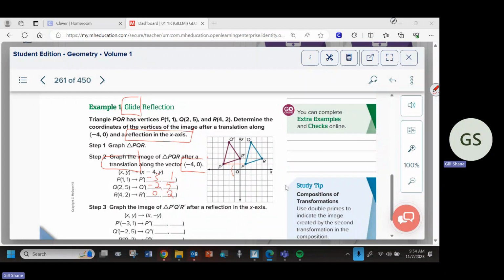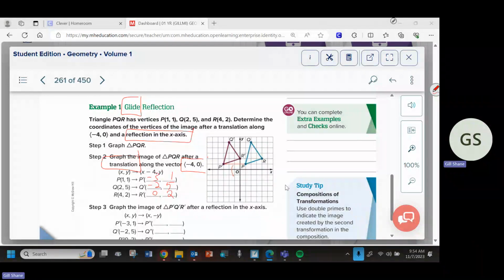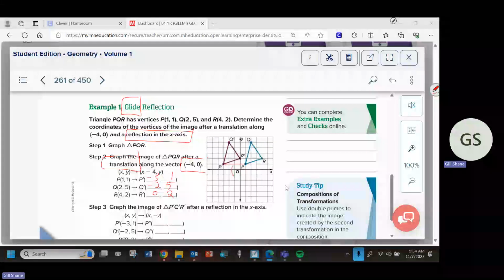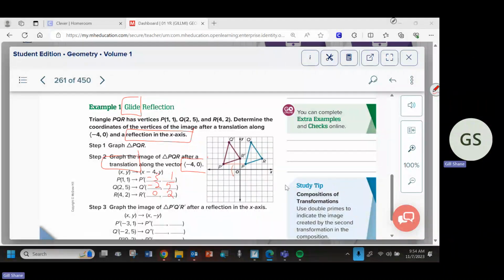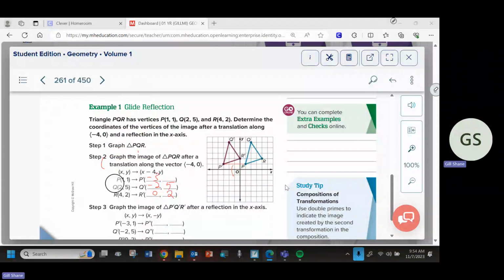Just make sure you remember a composition transformation is two transformations. It could be more than two, but I think they only make you do two in the standards. You shouldn't have to do more than two. I'll give you a minute to finish that, and then we'll move into the ones that are a little trickier.